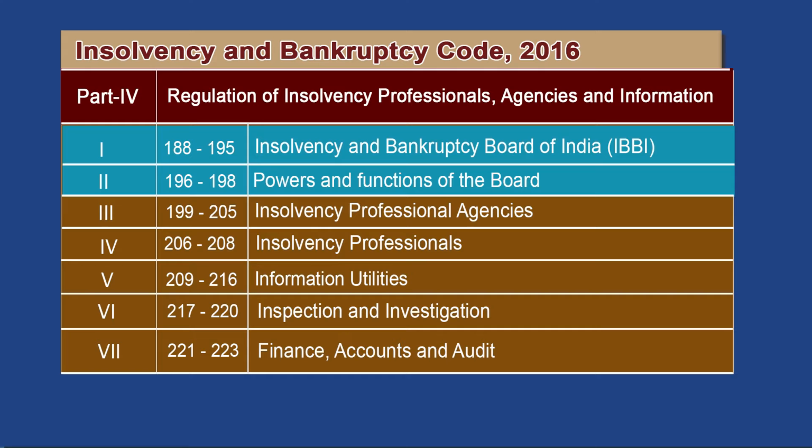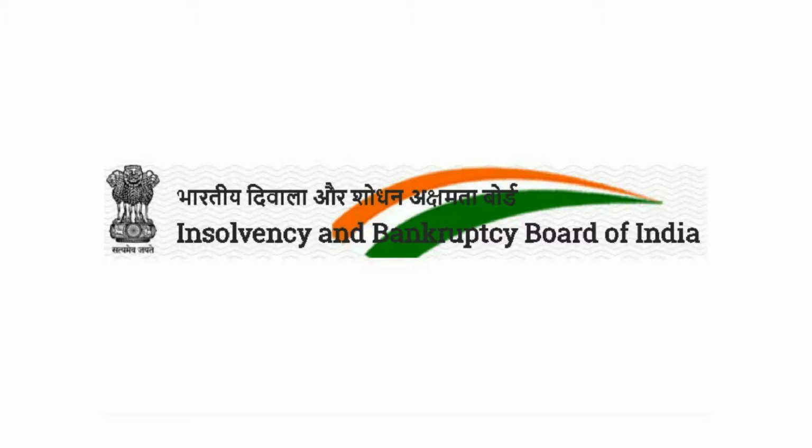Chapters 1 and 2, sections 188 to 198 of part 4 of IBC, deal with constitution, powers and functions of IBBI. It is not an exaggeration to say that IBBI is a key pillar of the ecosystem responsible for successful implementation of IBC and is vested with numerous roles and responsibilities, which include regulating the professionals and professional agencies like IPs, IPAs, IUs and RVs, as well as various processes also.